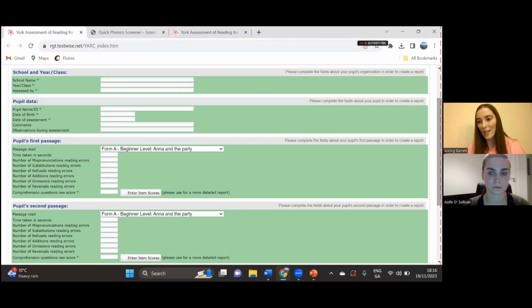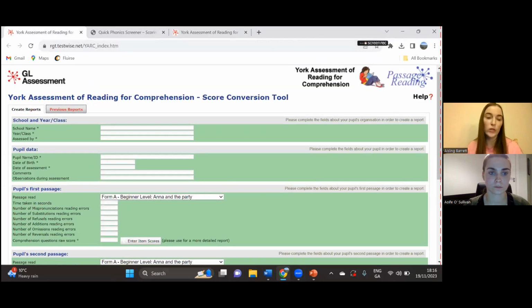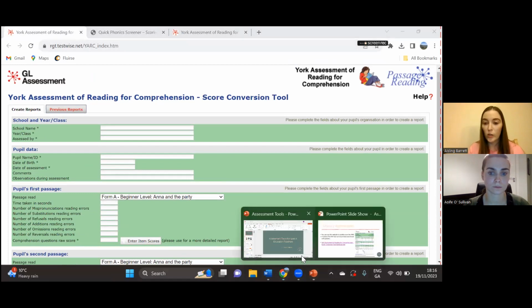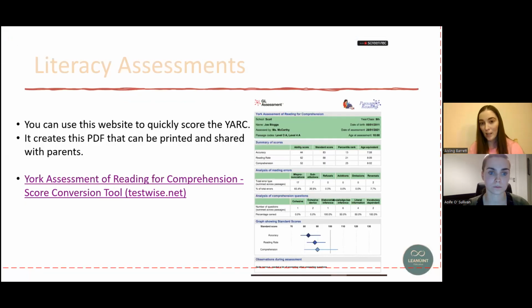So this is a scoring tool that you can use to correct the ARC. It's a score conversion tool. You just need to pop in all the details you can see on the page. And again, it's just details that you would have been finding out if you were using the book. And it creates a really nice graph that you can use to show parents. And you can see an example of it here. So you can see that the error types they've made are they falling down more in reading accuracy, reading rate, or in comprehension?